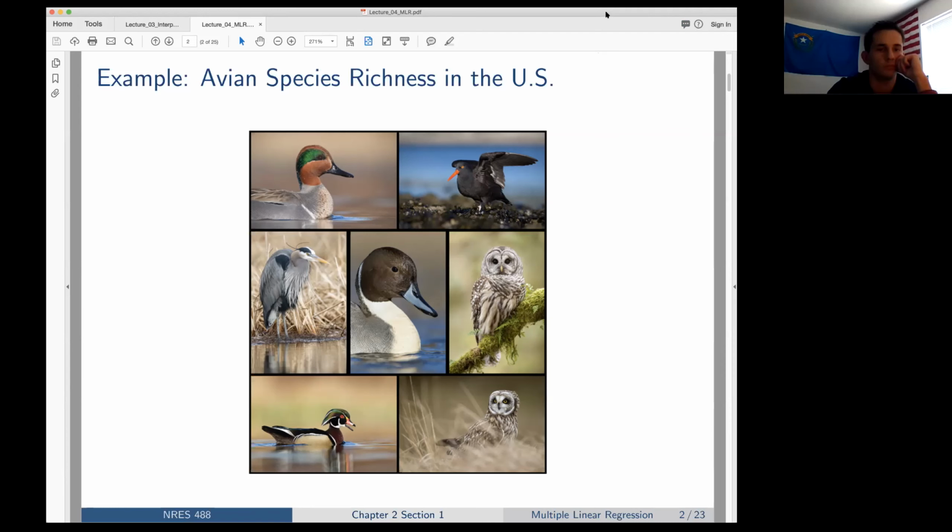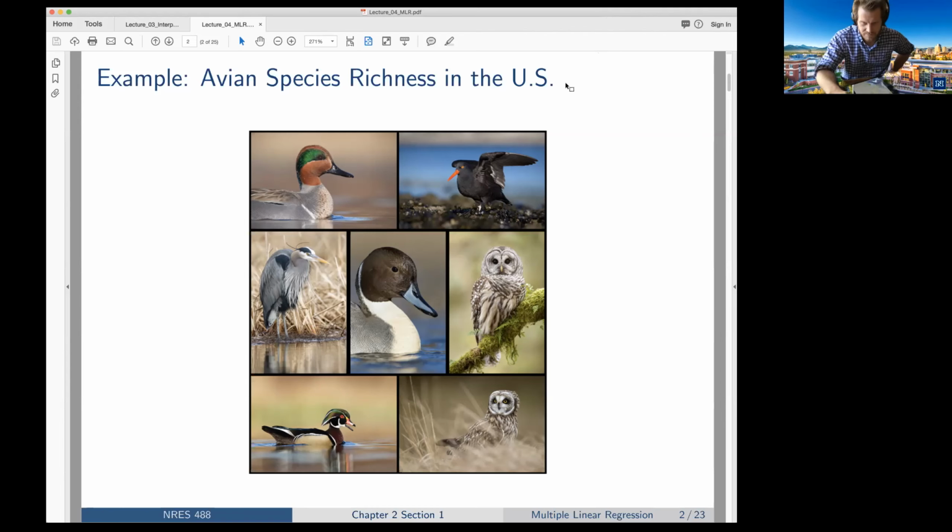Is that a short-eared owl? Yep, short-eared owl.